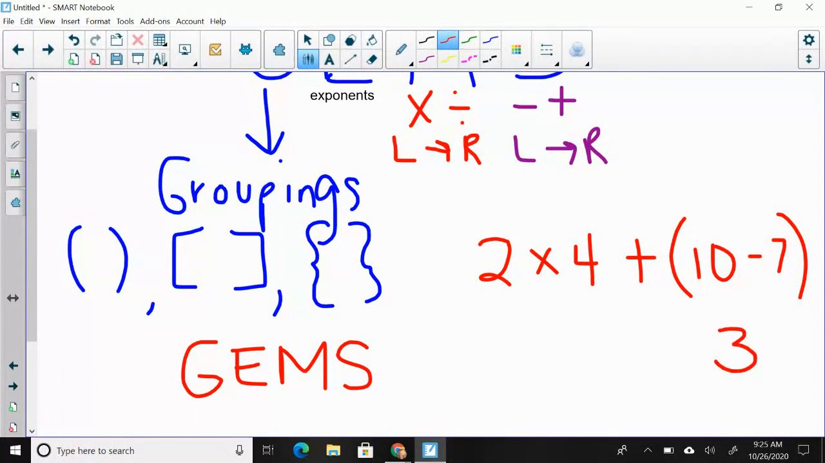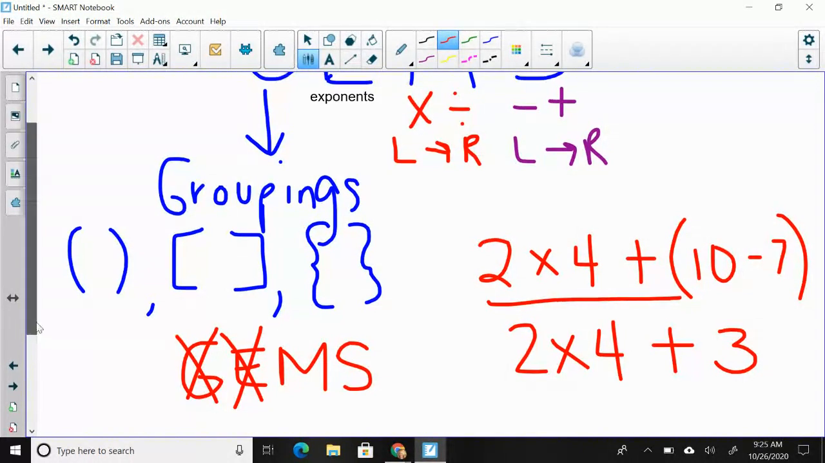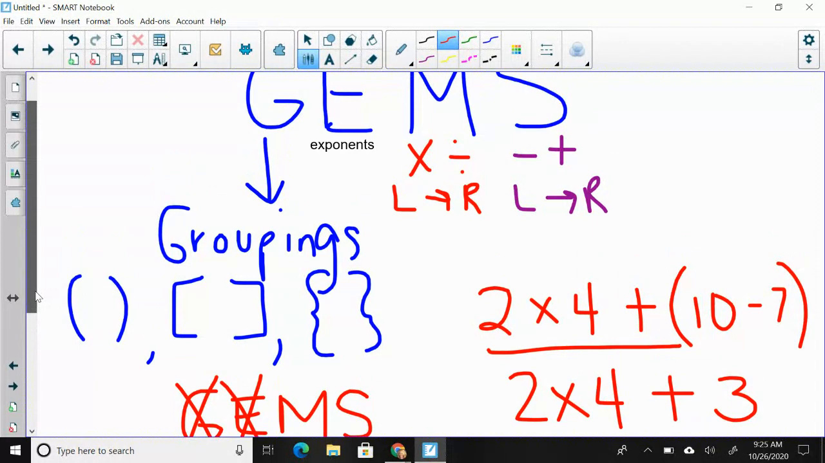And then what I do is I take all of the rest of this problem and I bring it down next to my first thing that I solved. So 2 times 4 plus 3. Okay, so now I think about GEMS again. All right, so I've done my grouping. There's no more grouping. Are there any exponents? No. Do I have any multiplication or division? I have multiplication, so I have to do that next. Multiplication and division are solved before I add and subtract, always.